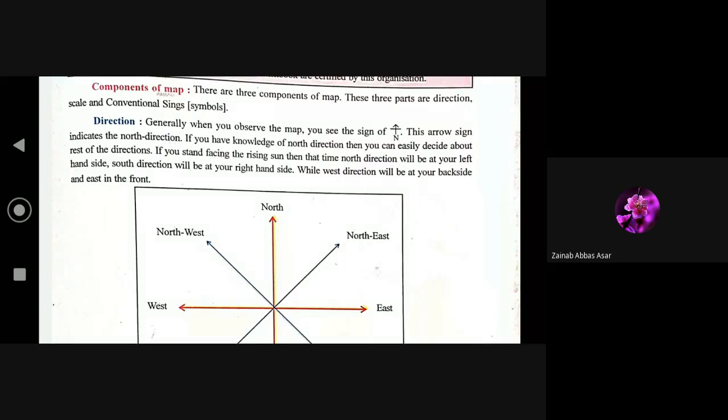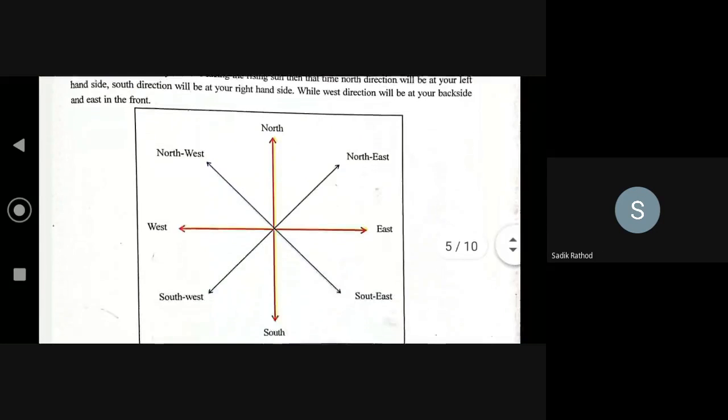North direction. North will be to your left, south will be to your right. When you are facing the sun, east is in the front and west is in the back side. Yes, है ना? Yes or no, girls? Yes, ma'am. Okay, remember this direction.